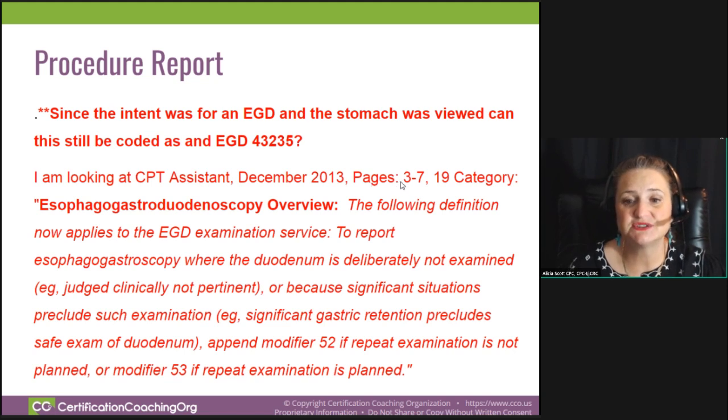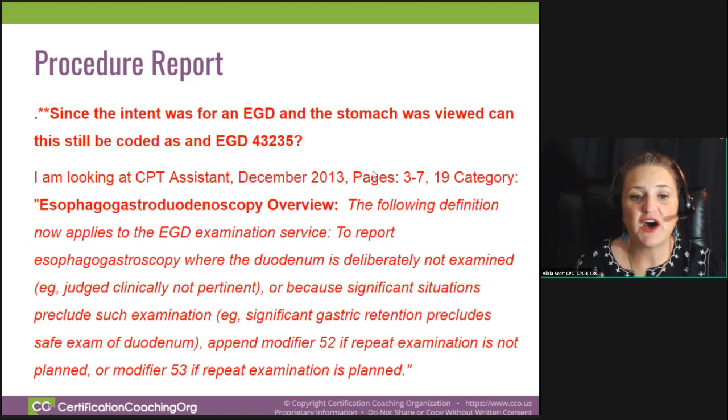It literally tells you it's on pages 3 through 7. It's a 19 category, and it stated, with an esophagogastroduodenoscopy overview, the following definition now applies to EGD examination services. So something changed in 2013.